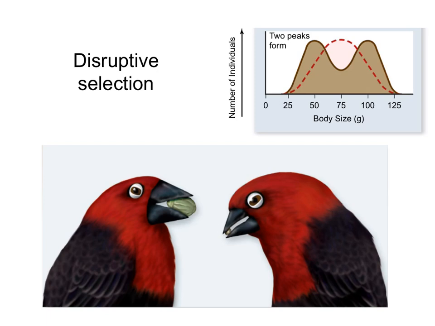So this is a way of disrupting the population, because we started with a nice uniform population, and now we're starting to have two separate populations. This is a very important type of selection in separating traits in a species. So this could lead to two completely different populations, and eventually even two completely different species.